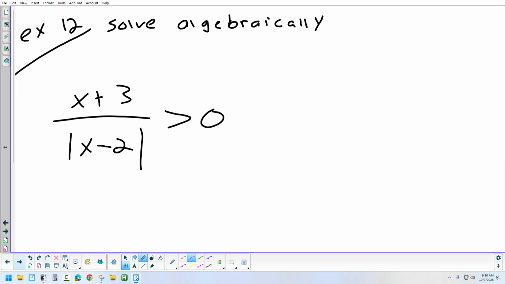All right, let's look at this one. It's our last one. Solve algebraically. They want to know where we can divide these two things and get an answer greater than 0. Well, what kind of division problem would you have to do to get an answer that's positive? By itself, right? If you divide something by itself, you always get 1. But in general, what kind of numbers can you divide and it will always come out positive?